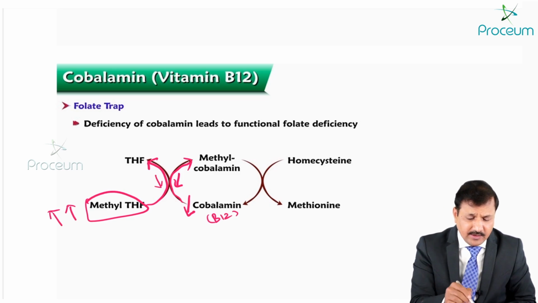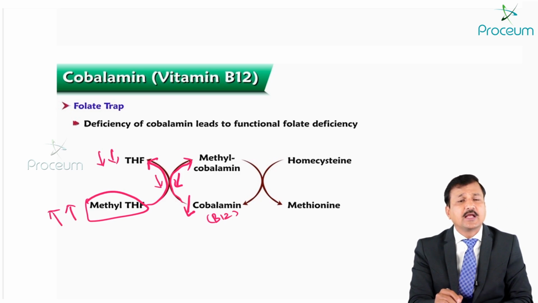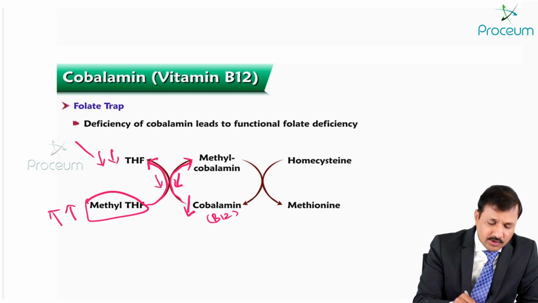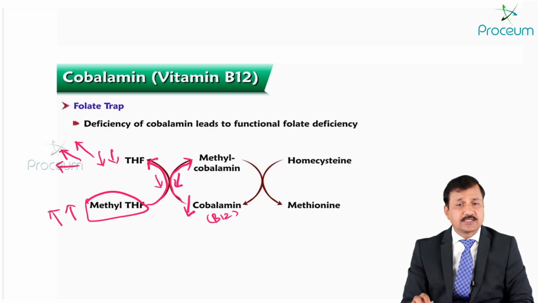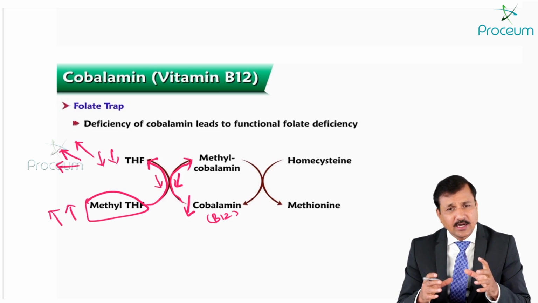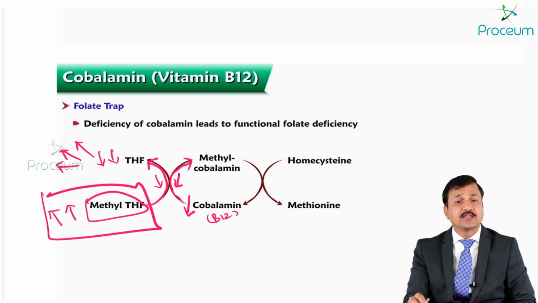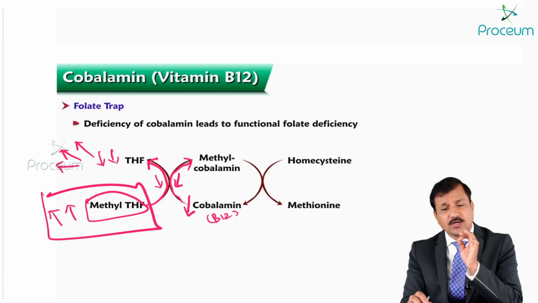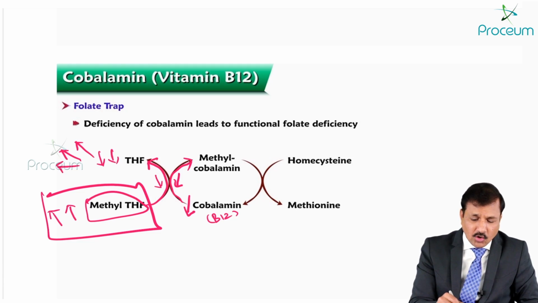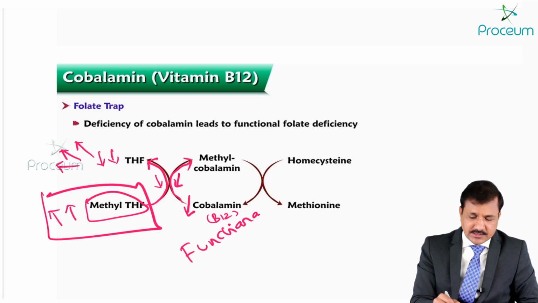So that leads to a decrease in the availability of free tetrahydrofolate, and when that decreases, other forms of tetrahydrofolate derivatives will also decrease in the cell. So here the cell is trapping all the tetrahydrofolate as N5-methyl tetrahydrofolate, and this happens when there is a cobalamin deficiency. So cobalamin deficiency will lead to functional folate deficiency.